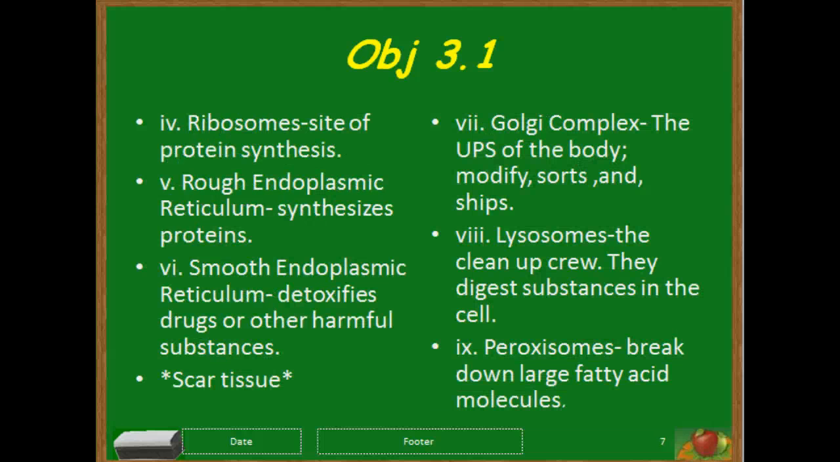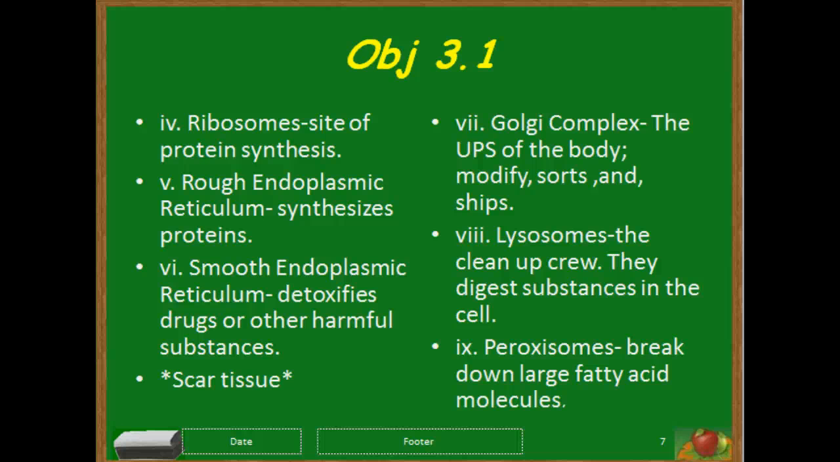Alright, so let's get to ribosomes. Now, ribosomes are very important. We often hear that ribosomes are the site of protein synthesis, which is true. Ribosomes can be found free or bound, meaning they can be floating around in the cytoplasm or they can be bound to another organelle.